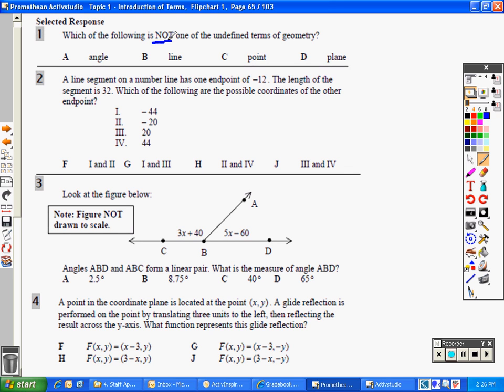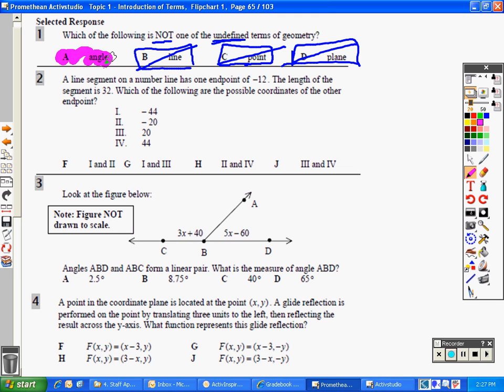So we learned on day 1 that geometry has many terms, and 3 of them are used to define everything else in geometry. And those are point, line, and plane. So these are all called the undefined terms in geometry. That's because everything else in geometry uses these words to define them, but these words don't have anything more basic than them. They're the basic components. So that makes these 3 all undefined terms in geometry, and the one that is not undefined is A. So that would be the answer to number 1.